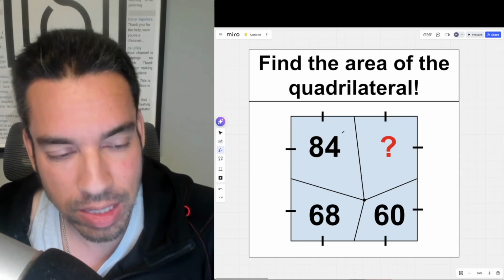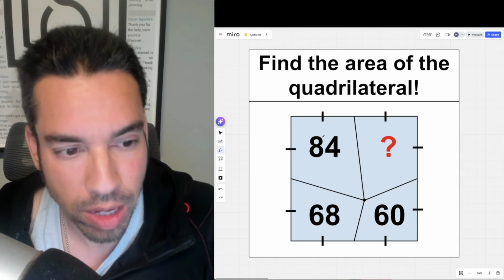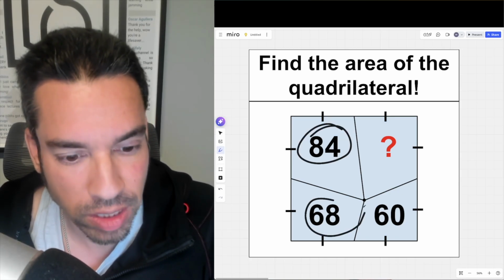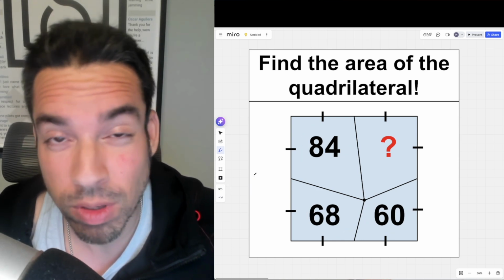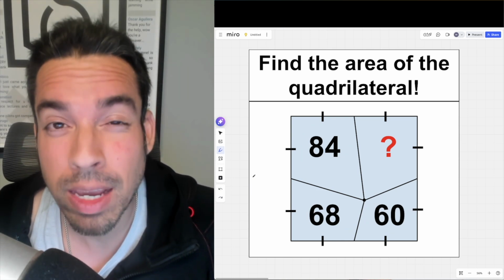Last but not least, we have the areas of these other quadrilaterals. In the giant quadrilateral, we have 84, 68, and 60. Hit that pause button and see if you can figure it out. When you're ready, hit play and I'll give you the explanation.